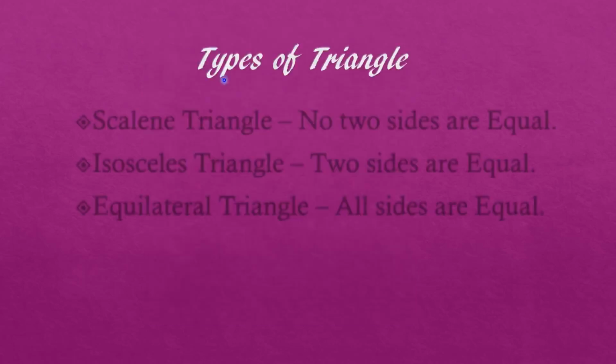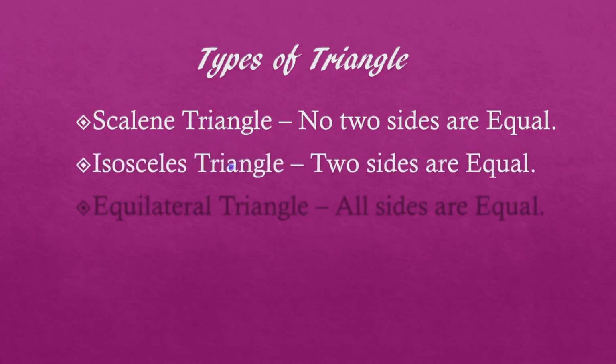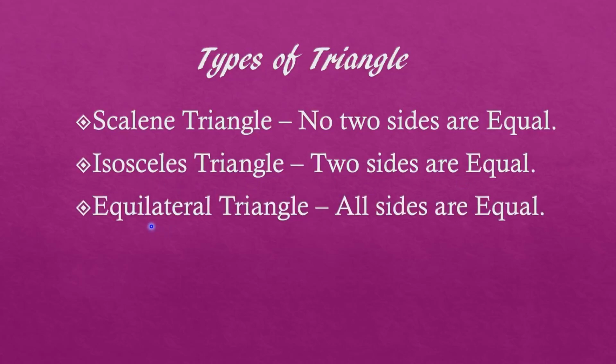Next we are going to see types of triangle. Already you know there are 3 types of triangle. First one is scalene triangle. That is, all sides are different, no 2 sides are equal. Then it is called a scalene triangle. Next one is isosceles triangle. That is, if any 2 sides are equal, then the triangle is called an isosceles triangle. The last one is equilateral triangle. In an equilateral triangle, all sides are equal in measurement.